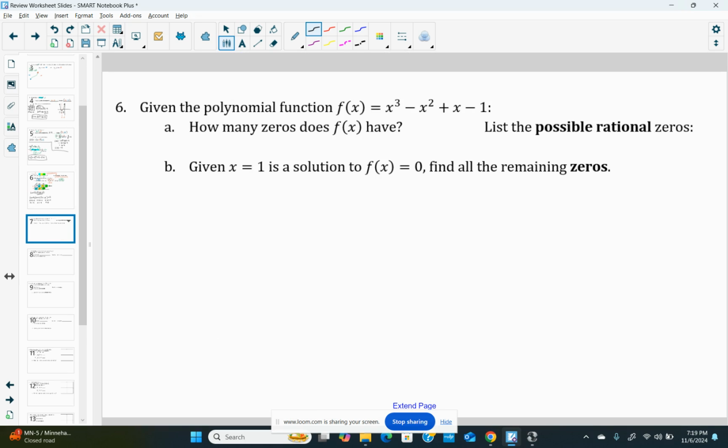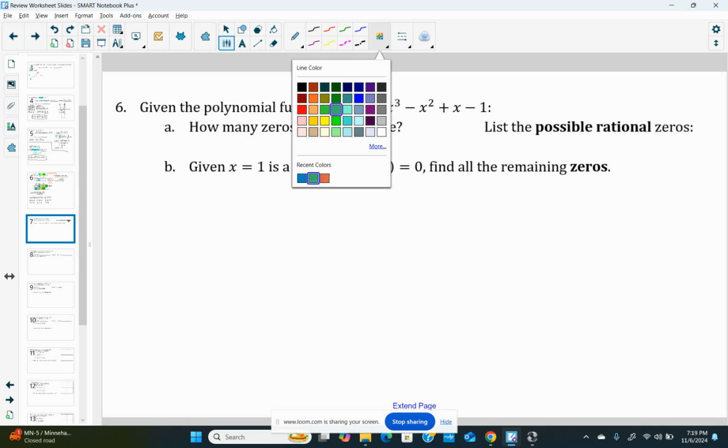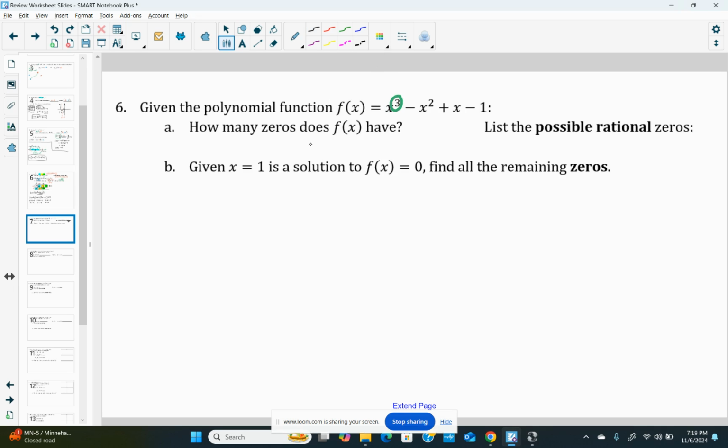Number 6, given the polynomial function, how many zeros does it have? List the possible zeros. And then given x equals 1 is a solution, find the remaining. So again, the number of zeros it has is equal to the degree. So this is 3. And then listing the possible rational roots are your p's over your q's. So your p in this case is 1. And your q is also 1. So that's only 1 divided by 1. So your possible rational zeros are just plus or minus 1.